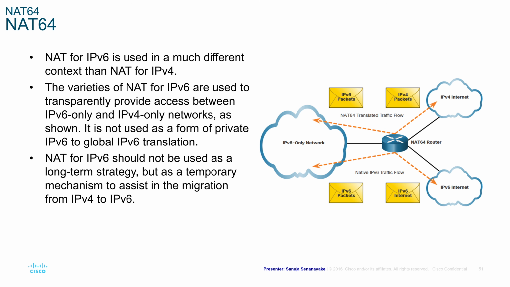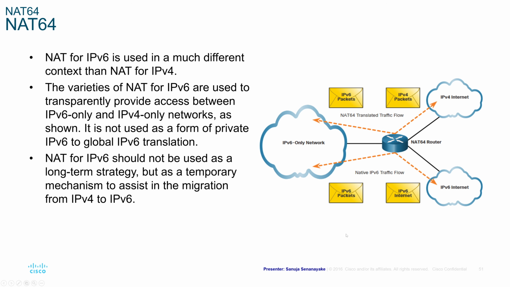NAT for IPv6 should not be used as a long-term method, but as a temporary mechanism to assist in migration from IPv4 to IPv6. So if you are creating a brand new network in 2022, for example, you should not be using NAT64 at all. You should just be using IPv6 addresses. But NAT64 can be used for communication across IPv6-only and IPv4-only networks as a temporary measure during the transition period.